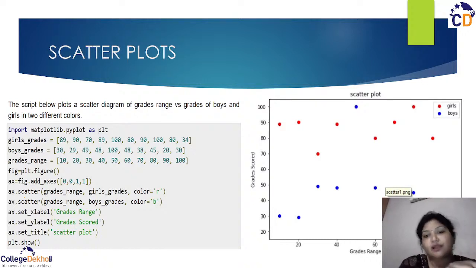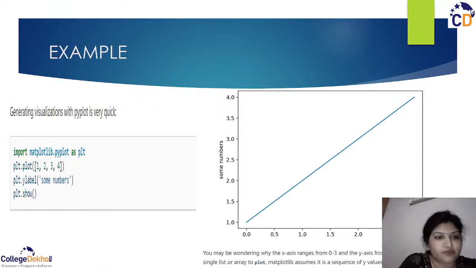This is how we calculate the points. On the x-axis we have one value and on the y-axis the other, so accordingly it is just like a line chart, right? Then we have given the titles as grade range on the x-axis and grade score on the y-axis, and just at the end we have to show the graph. So with the help of the show function we can represent the graph, right?